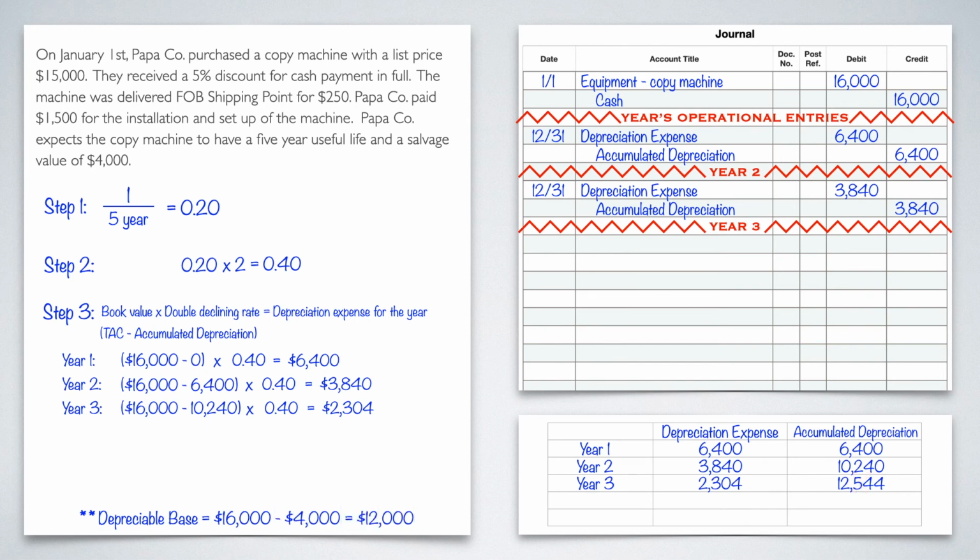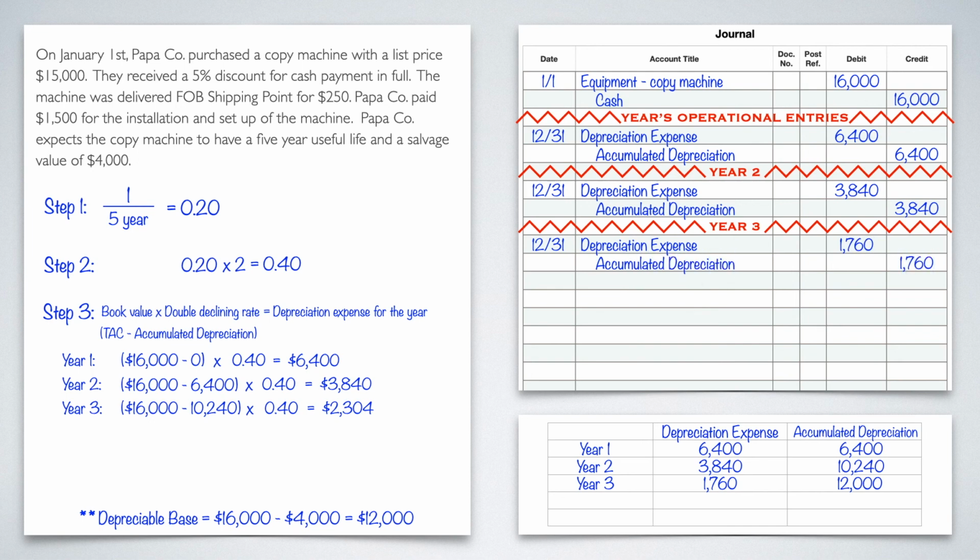So how do we bring 12,544 down to 12,000? We subtract out 544. And in order to subtract out 544 from the accumulated depreciation, we have to subtract out 544 under the depreciation expense. That would give me the 12,000, which means that for year 3, our depreciation expense needs to be 1,760. So again, our journal entry would be depreciation expense of 1,760 and accumulated depreciation of 1,760.